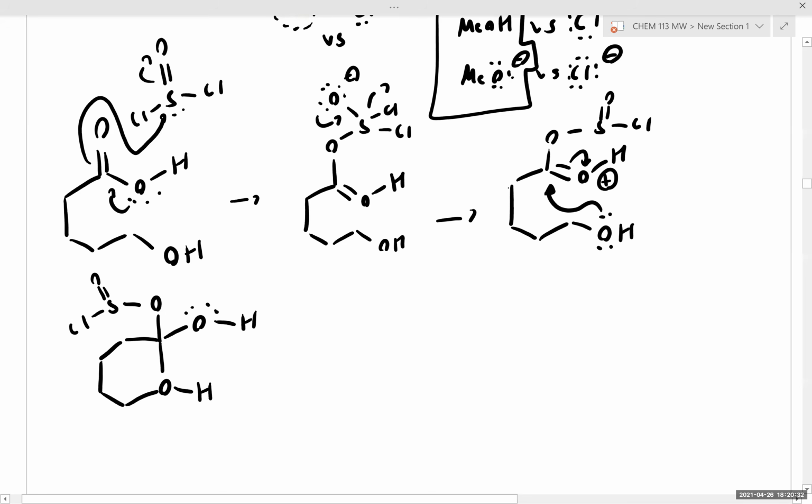Wait, how is it 6 sides? Wouldn't it be 5? Or the 6th atom is the oxygen atom. Oh, yeah, okay, sorry. Does that make sense? Yeah. Perfect. So now that we have the following intermediate, which leaving group are we going to kick out? What's our best leaving group in this case?